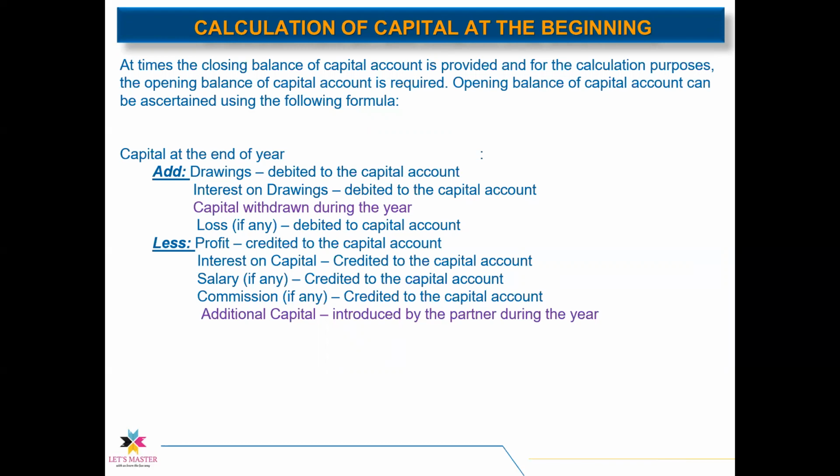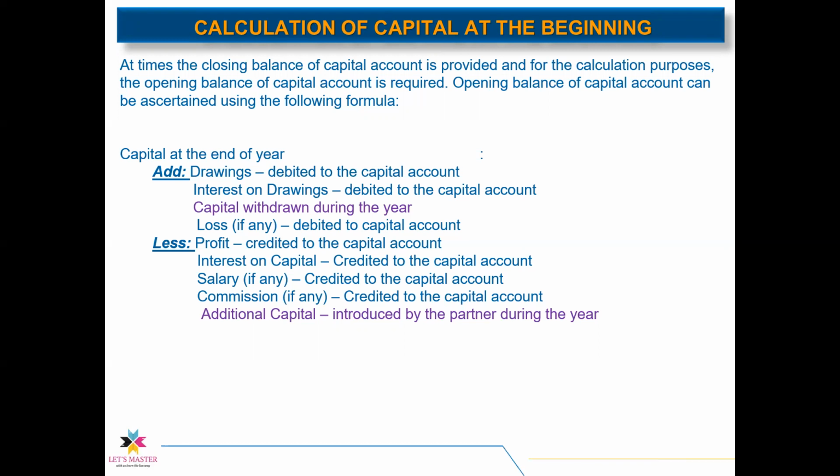All the items which were debited to partner's capital account or partner's current account would be added, that is drawings, interest on drawings, capital withdrawn during the year, and loss, if any, debited to partner's capital account. And remember this, if you are maintaining partner's capital account using the fixed method of capital, then only capital withdrawn during the year would be added back. That's why it has been highlighted in a different color.